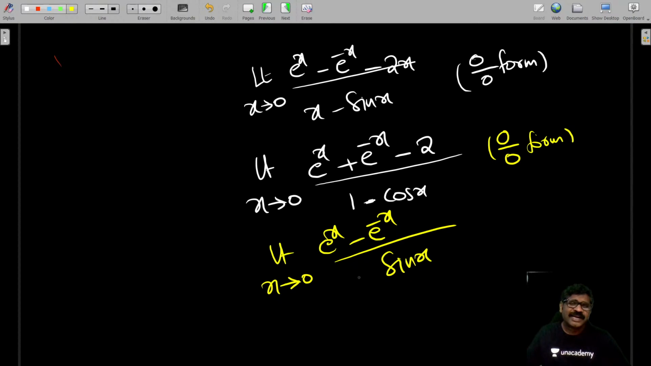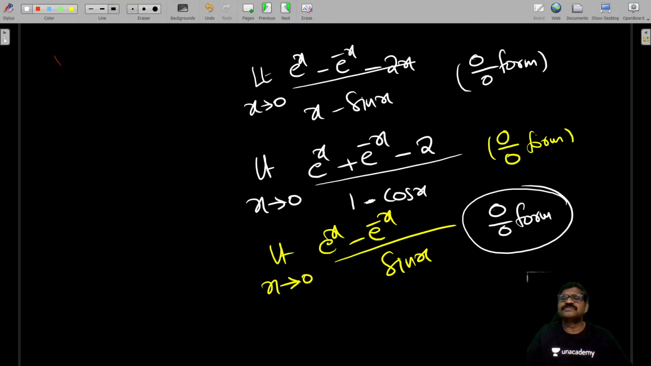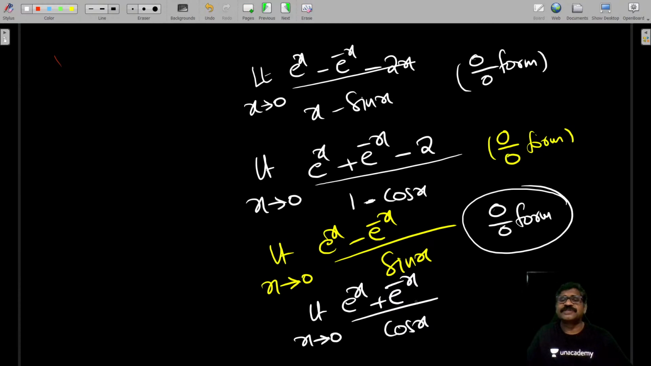Now, limit x tends to 0, e power x minus e power minus x by sin x. It is again 0 by 0 form. That's why you have to apply L'Hospital rule. Limit x tends to 0. Differentiation of sin x is cos x. Differentiation of e power x is e power x. Differentiation of minus e power minus x is plus e power minus x. When x is tending to 0, numerator is 1 plus 1 by 1. Finally, it is 2. The value of limit is 2.